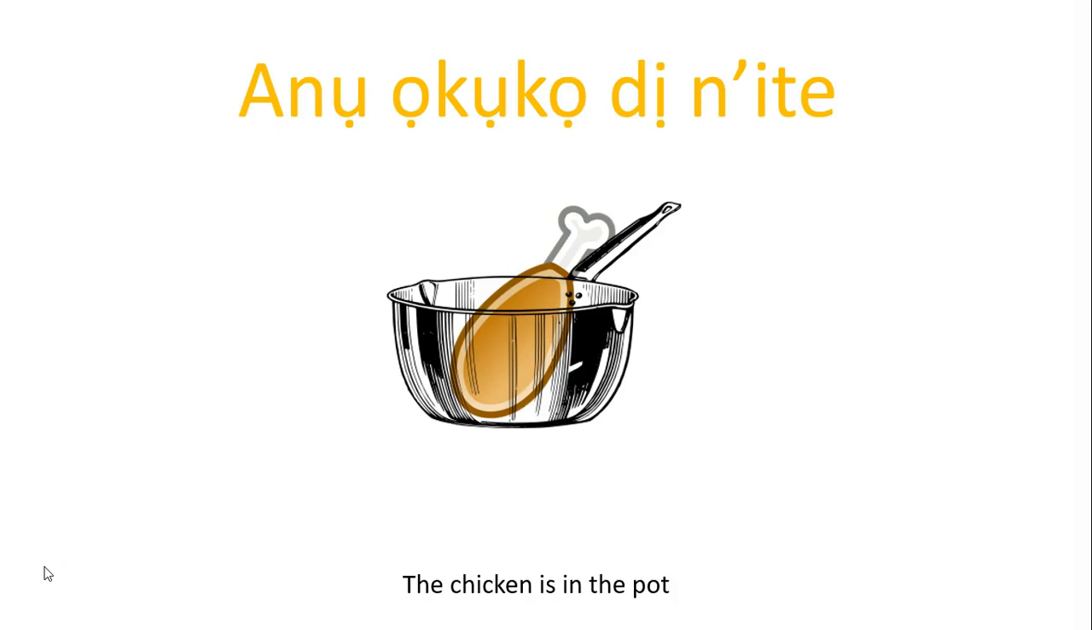So anụ means meat. It can be meat of anything like beef, goat meat, lamb, sheep, okay? Then when you add the animal next to it, we know which particular animal you're talking about. So anụ ọkụkọ, chicken, okay? Ọkụkọ itself is chicken. Anụ ọkụkọ, the meat from the chicken.